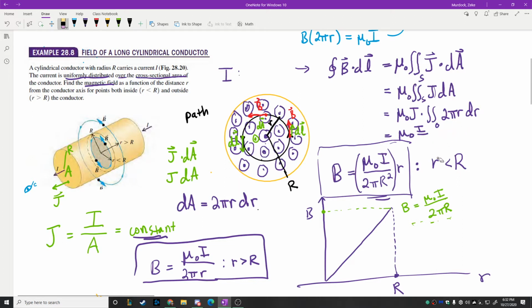Let's fix it. The pi's were fine, but the thing I messed up was J. We said J was I over A, where A came all the way out to big R. So this should have been divided by pi times big R squared. And the integral here should have gone from 0 up to some r prime, like a dummy variable, so that when we do the integral, you get pi times r squared. Yeah, that's what I should have done. Thanks for catching that, or asking a question that helped me to see it.